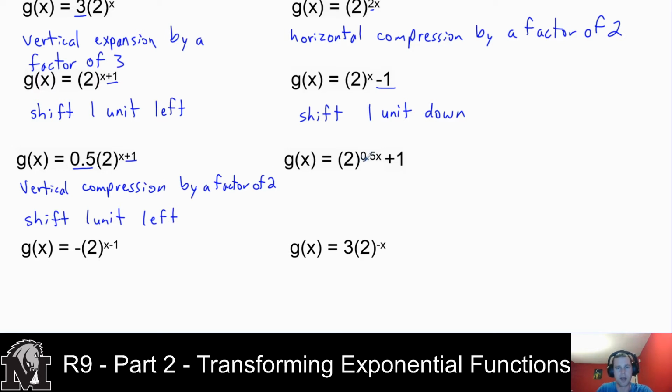Our next example, we have this number multiplying our unknown in the exponent. And then we have this other number, which is the same size as our base. So we have to do our compressions and expansions first. 0.5 is a horizontal expansion by a factor of 2. And then this plus 1 is a shift 1 unit up.